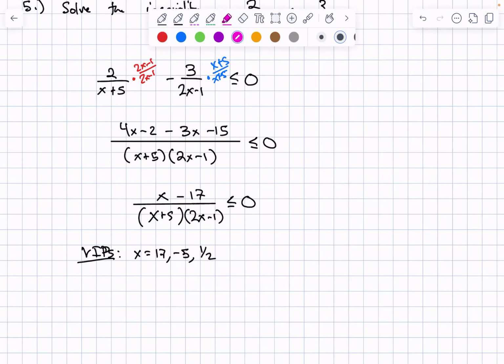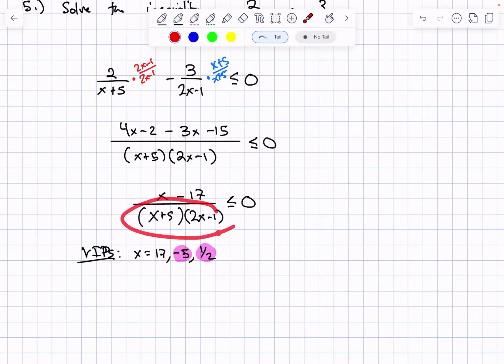And I'm going to highlight these last two, because those are problematic VIPs, because they make the denominator equal to 0. And if they make the denominator equal to 0, it results in undefined, which is not less than or greater than or equal to 0. So they don't solve the inequality. So we need to make sure we keep them in mind when we're trying to write our solution set.